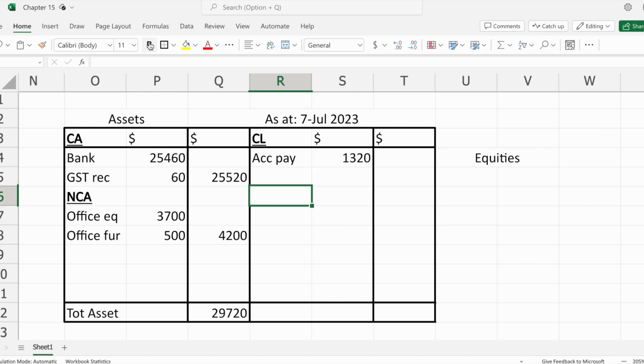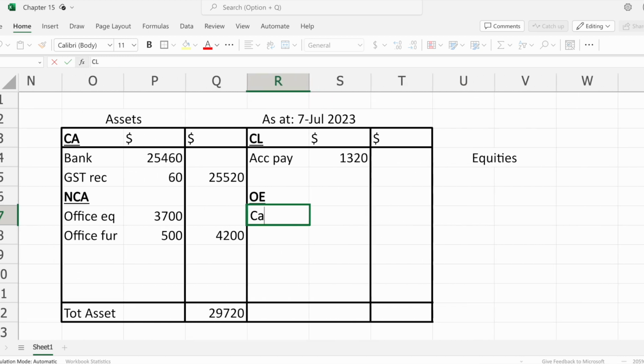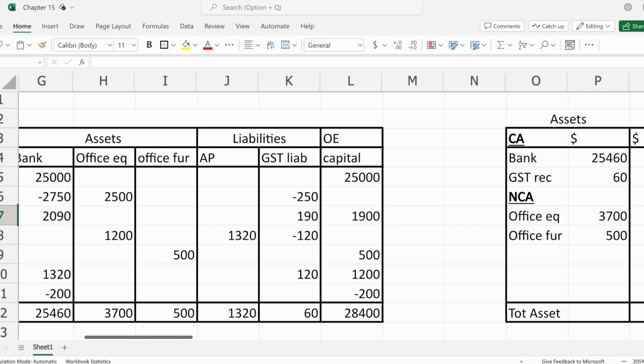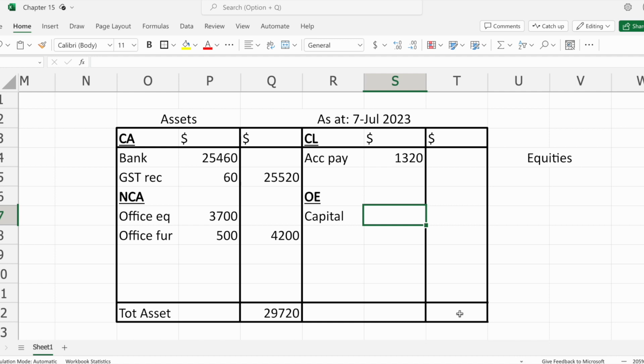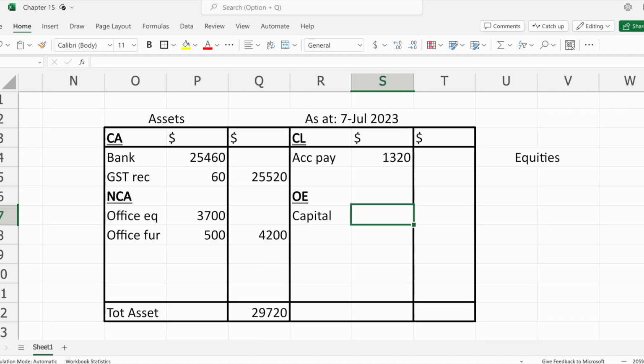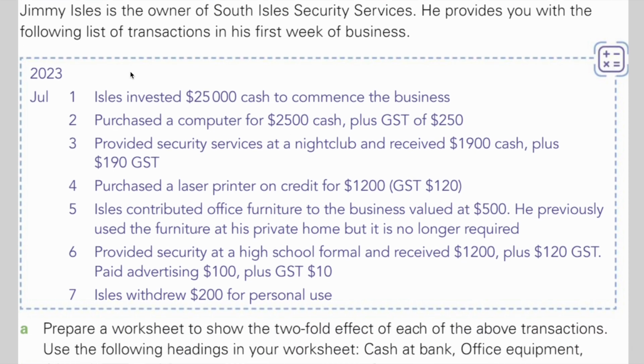In this case, OE, just say OE and underline. So our first form of owner's equity is capital, our only form actually. So capital in total, what do we have? So now this is a bit different. So for capital, let's see. It said Islis invested $25,000 in cash to commence the business.